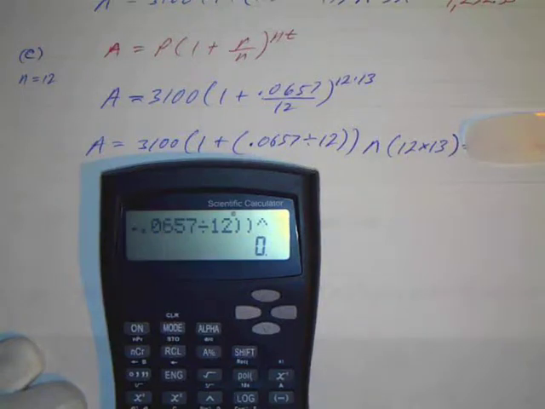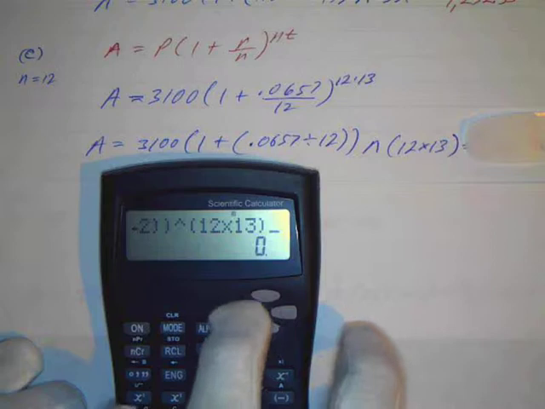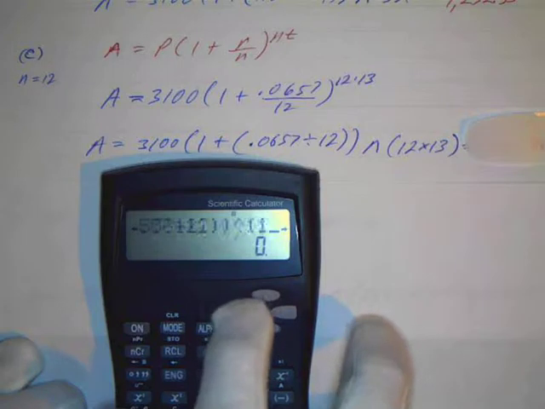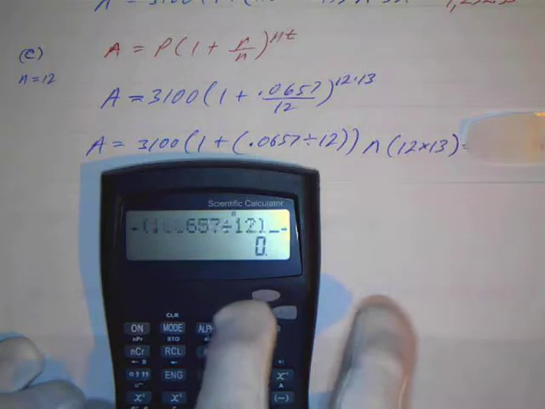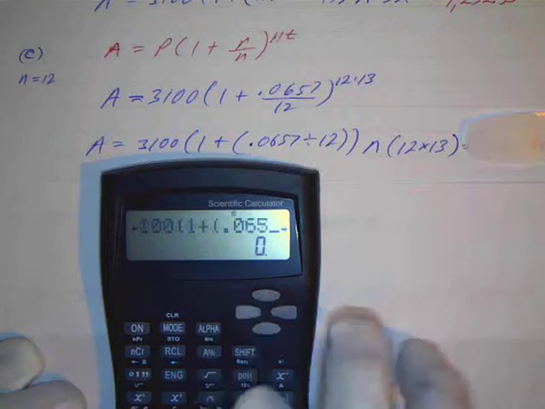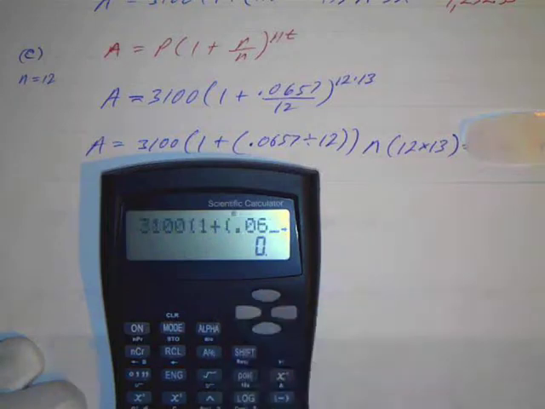And then caret, then parentheses, and then 12 times 13. So 12, and you have to put the times in there. 13, parentheses, and there you go. And if you're not too sure, you could always use the little arrows to go backwards and make sure you got everything in right. So these calculators are great. Okay, and then press enter. There's your answer.